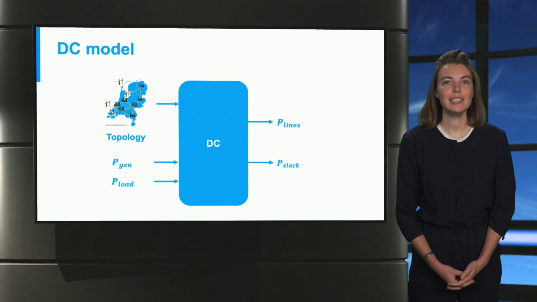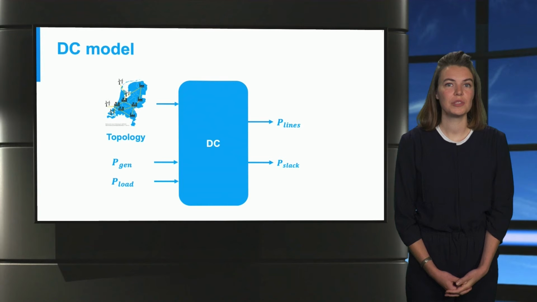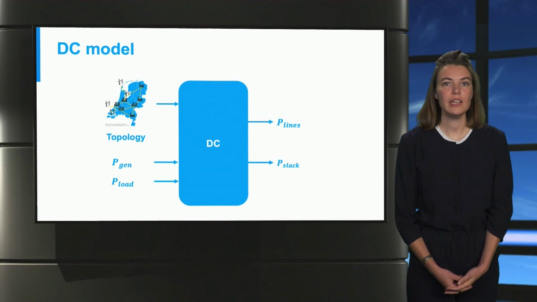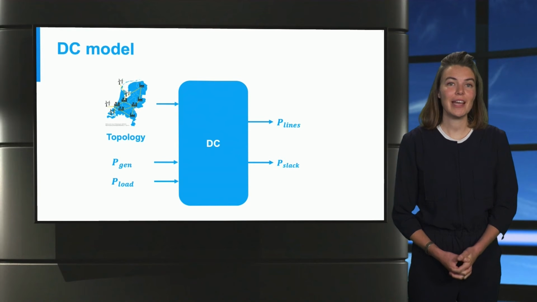Then we have the DC model. This model takes fewer inputs and has fewer outputs. As a result, we get a linear model that can be solved easily to give a rough estimate of the power flow, but sometimes this is not accurate enough.